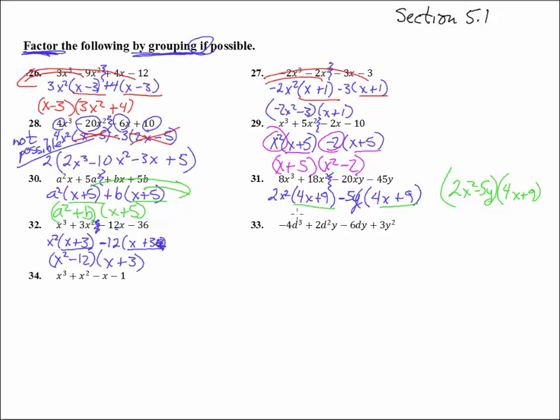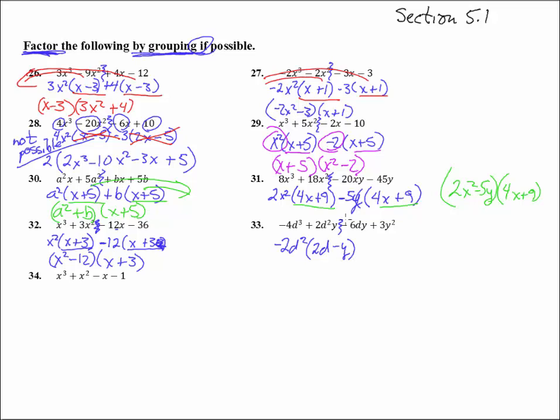Excellent. Number 33. Split it right down the middle, and we get negative 4d squared plus 2d squared y. Let me see, we can take out a negative 2. Now this is a personal preference. I like taking that negative sign out so the parentheses always start positive. Let me see, 2d squared, and we get 2d minus y.